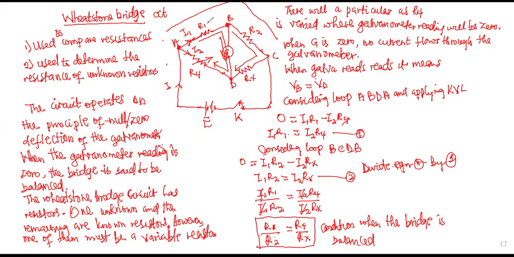So when it balances, the ratio of the upper resistances must be equal to the ratio of the lower resistances. So that is the condition at the balance point. This is the whole nitty-gritties of the Wheatstone bridge circuit. Are we okay? Yes, sir. Is there any question?